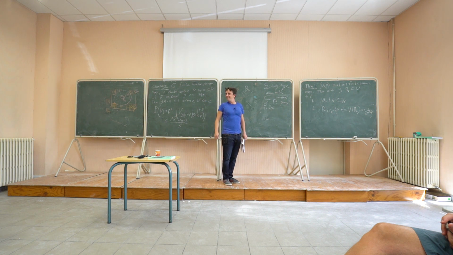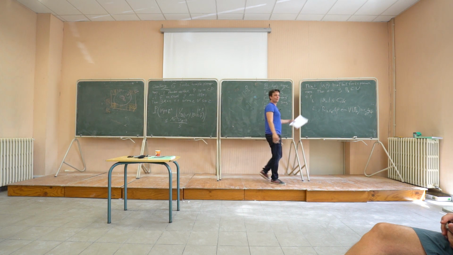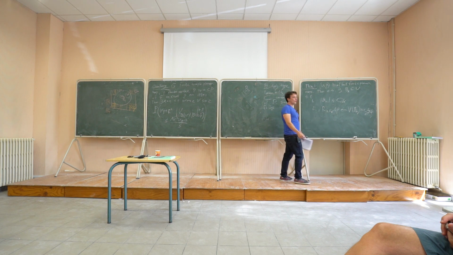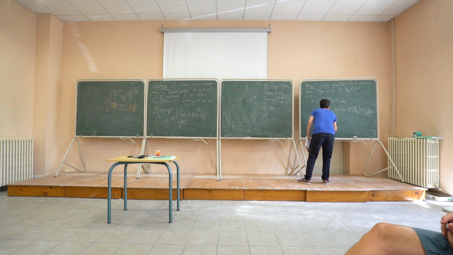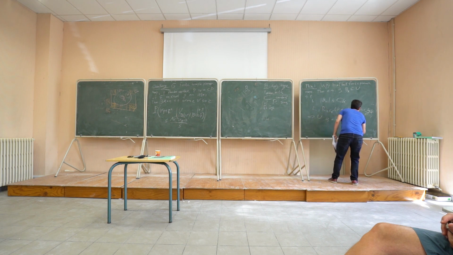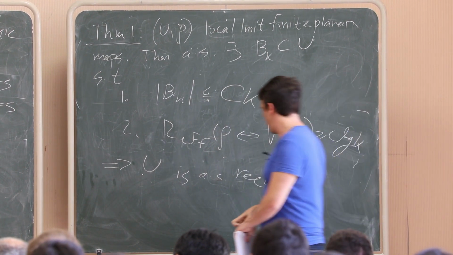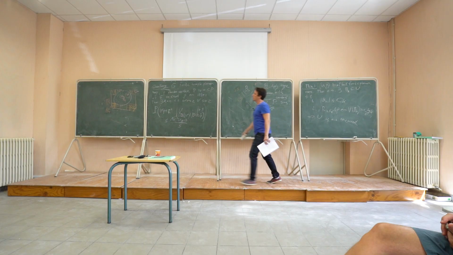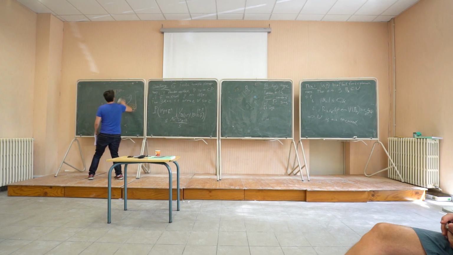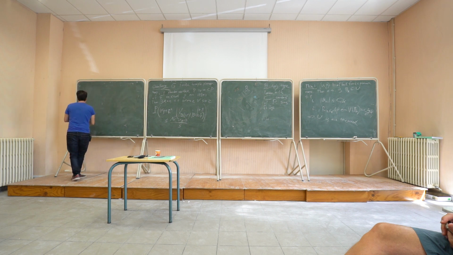So it's recurrent, right? So if we prove this, in particular, U is almost surely recurrent. We also have it in some quantitative way, which will be useful for us later. So what is the proof? Proof.